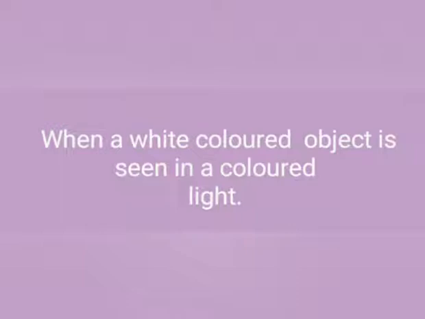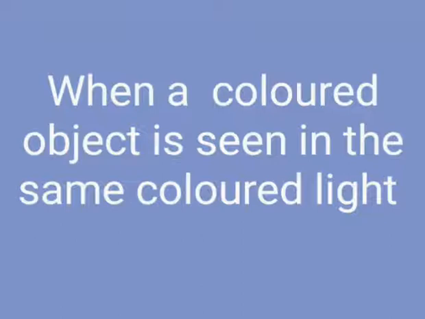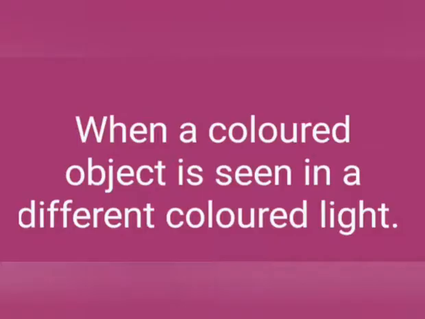Next, when a colored object is seen in the same colored light, it appears to be the same color as the color reflected by it. So, a red rose in red light appears red. In the third situation, when a colored object is seen in a different colored light, the object appears black because no light is reflected from it. For example, a red rose when seen in blue light appears black. So children, this is the color of an object based on the reflection and absorption of light.